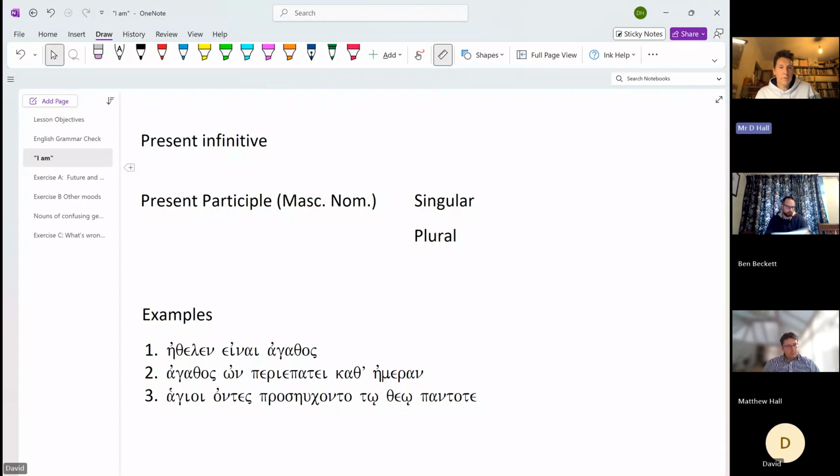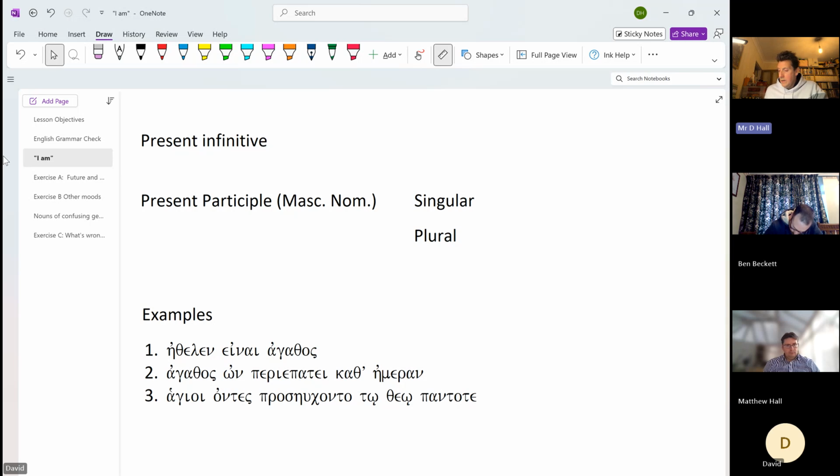Okay, so now we're going to look at other moods for the verb to be. And we're really just going to look at the infinitive and then just this small part of the participle that we looked at previously with the other moods, just the masculine nominative. There is a whole range and a whole load of work to do on participles in the end, but just for now, to give you a kind of feel for them.